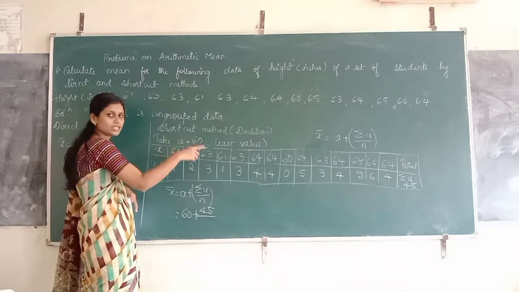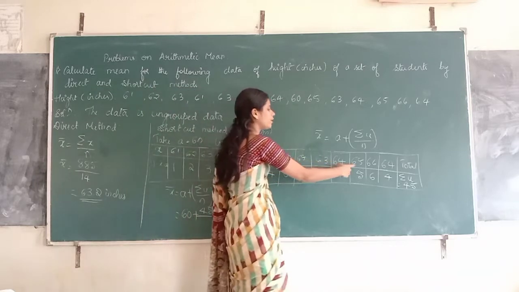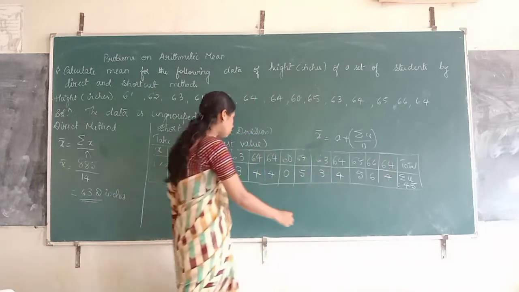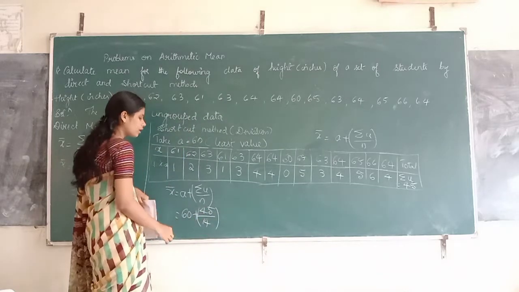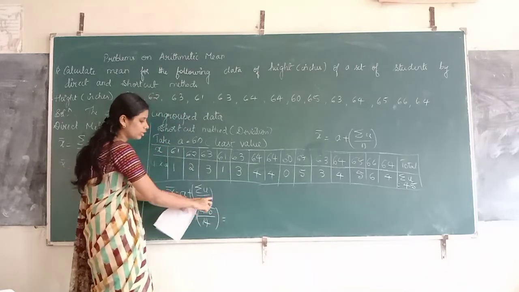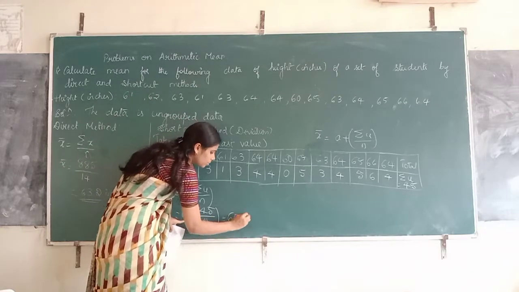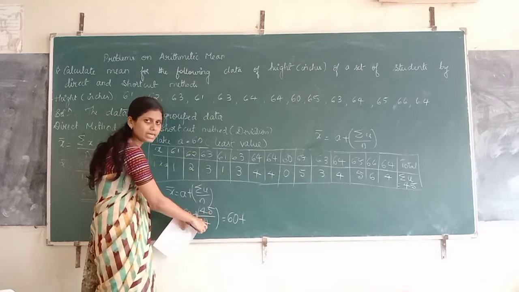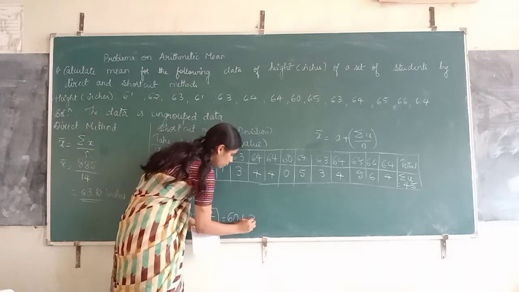How many observations are given? 1 2 3 4 5 6 7 8 9 10 11 12 13 14. Now we are going to calculate it. First you have to solve the bracket. So 60 will be as it is, 60 plus 45 divided by 14. When you divide it, it comes to 3.2.